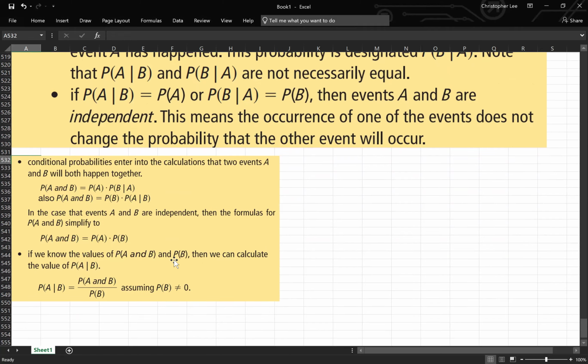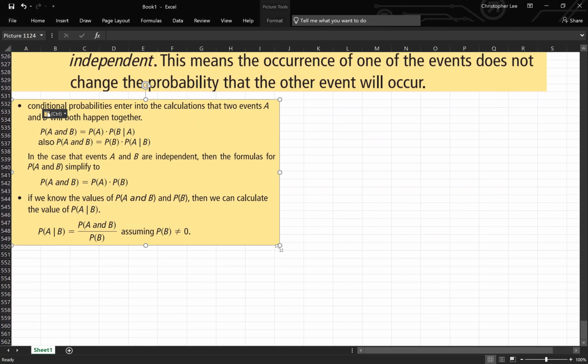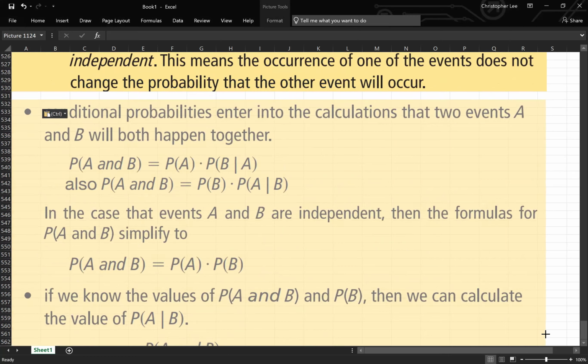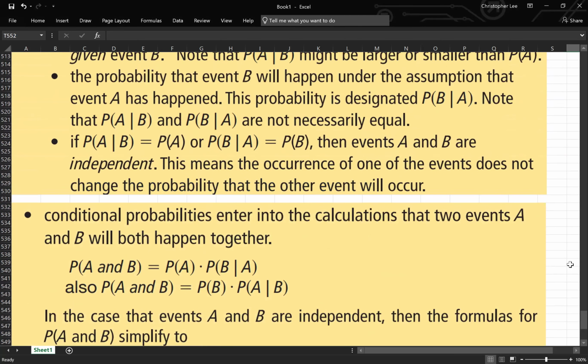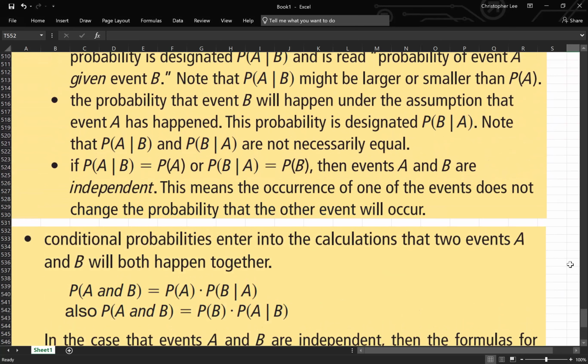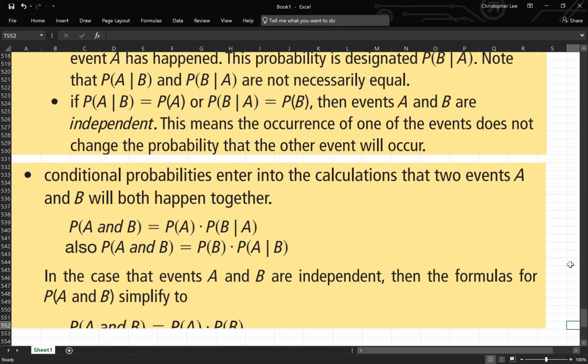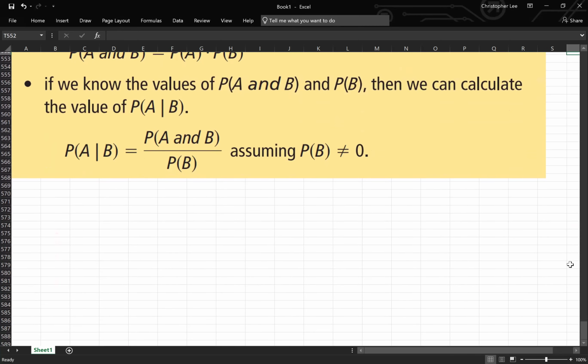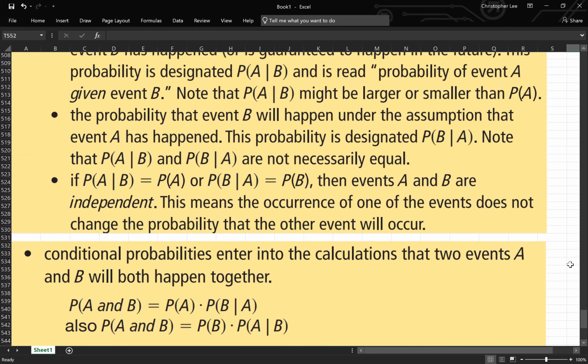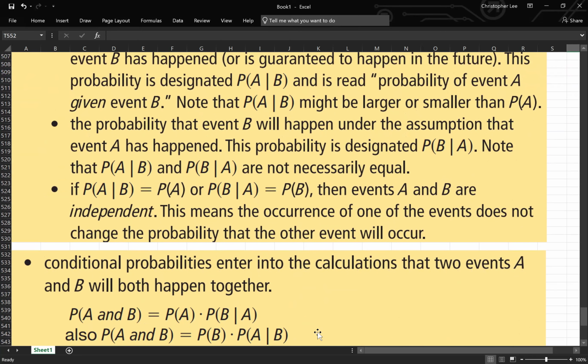And then one last thing before we look at another example. Conditional probabilities enter into the calculations that two events, A and B, will both happen together. The probability of A and B is equal to the probability of A times the probability of B given A. Also, the probability of A and B is equal to the probability of B times the probability of A given B. All right? And then you can forget about the rest. Leave that up there for a second in case anybody wants to copy.